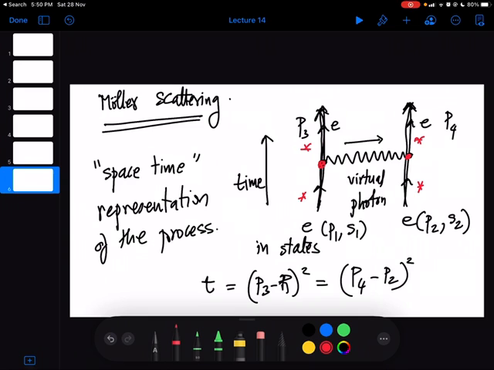Because these are real particles, the in and out states are always real, so they can be detected. Whereas the virtual particle is not detected, so you don't see it in the experiment. What you actually see is only the two electrons coming in and repelling, and they go back to some state with some momenta. They exchange some momenta, and that's it, they go back.